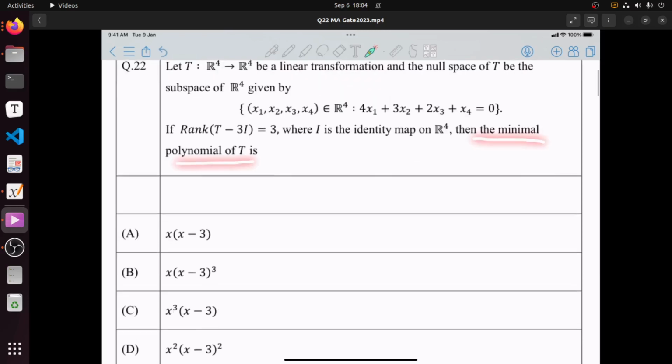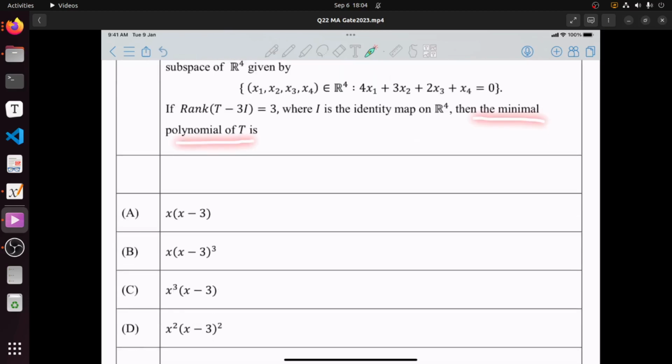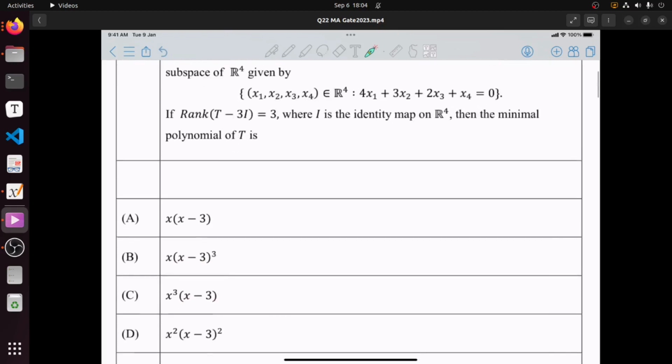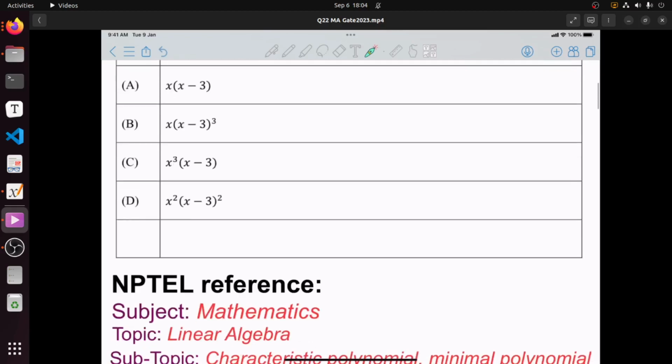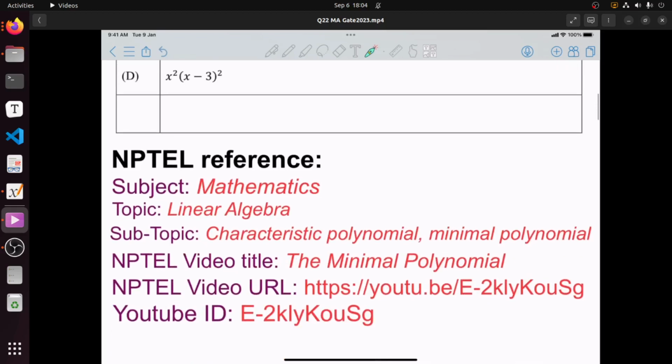So 4 options are given. Option A: the minimal polynomial will be x into x minus 3. Option B: x into x minus 3 whole cube. Option C: x cube into x minus 3. And option D: x square into x minus 3 whole square. Okay, so let's solve this one. Also, in order to solve the question, you can look at the NPTEL reference. This is the NPTEL reference.